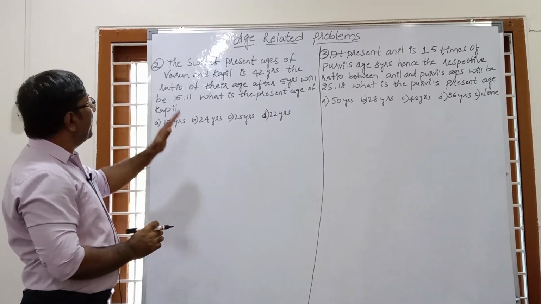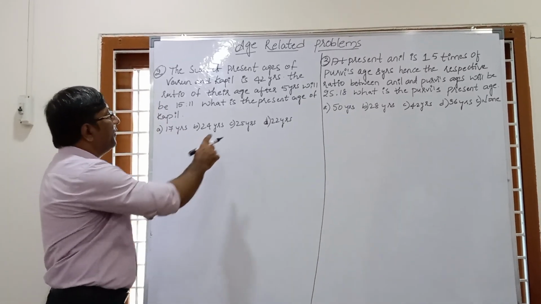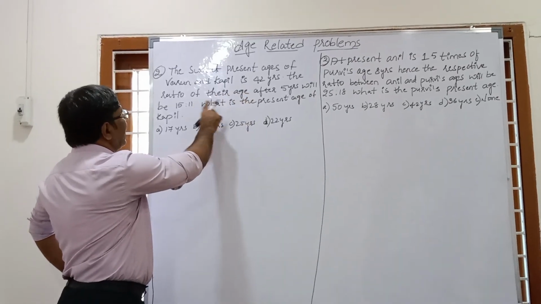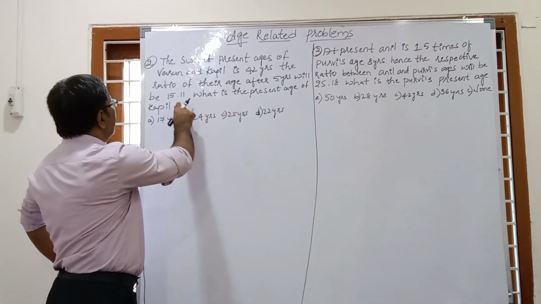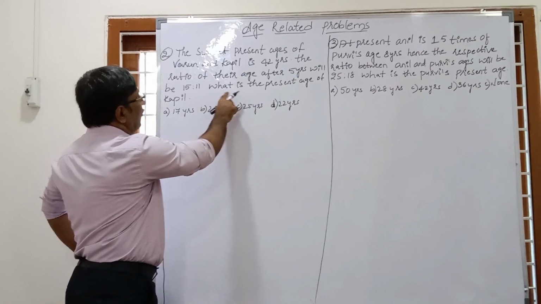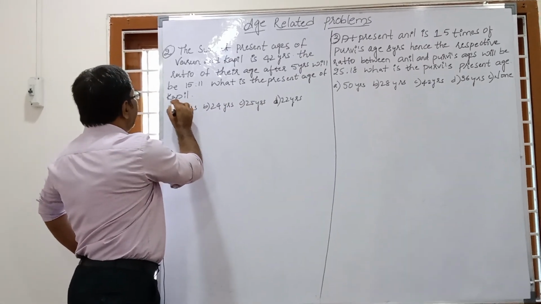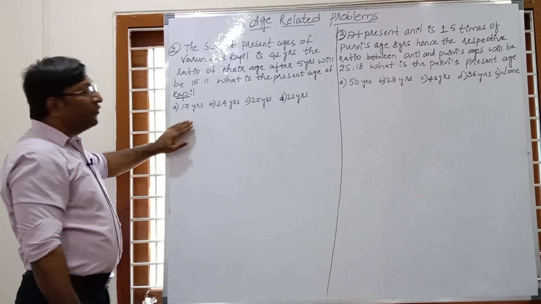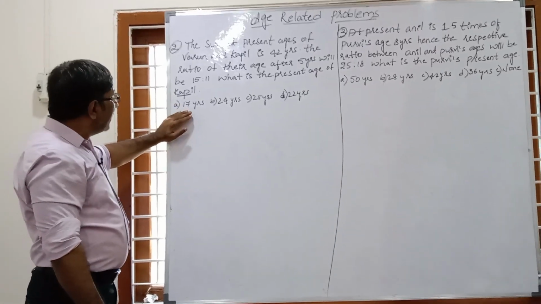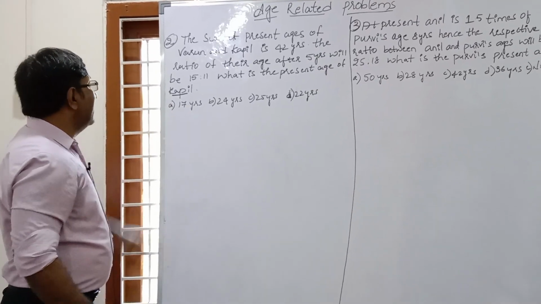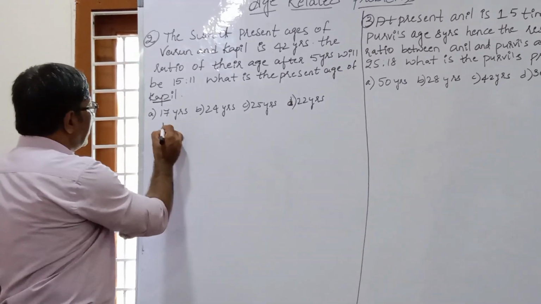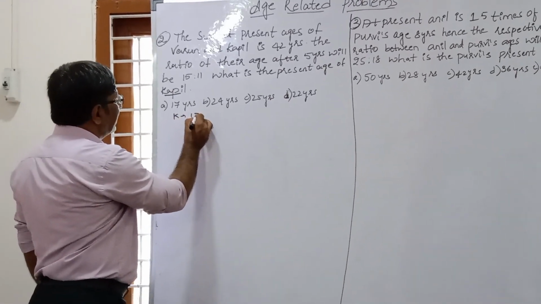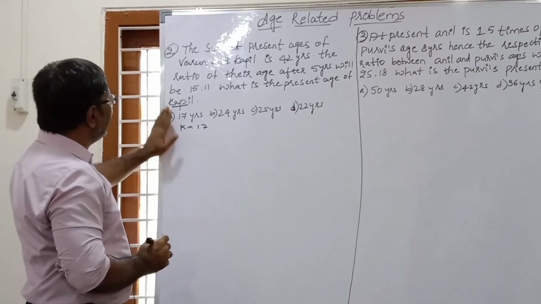The sum of the present ages of Varun and Kapil is 42 years. The ratio of their ages after 5 years will be 15 ratio 11. Then what is the present age of Kapil? In the options, our answer is the age of Kapil. So suppose the first option is the right answer. Then Kapil's age will be 17 years. So this is the present age of Kapil.